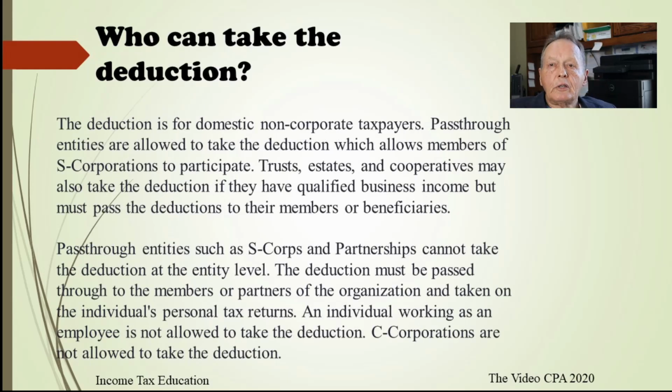Who can take the deduction? We talked about that a little bit. S corporations can, Schedule C's can, trusts and estates, cooperatives. You just have to remember that the deduction is calculated at the entity level, but it's taken at the individual tax level. So if you're a partner in a partnership, for example, you've got to take it on your own tax return. Same with trusts and estates and cooperatives. It's got to be taken on the individual tax return. And I already said several times that C corporations can't take it.